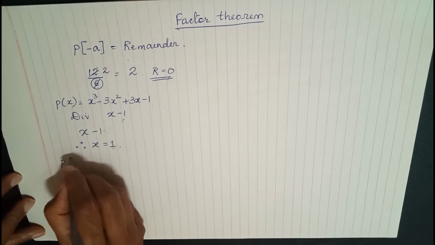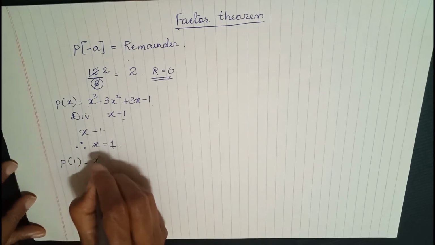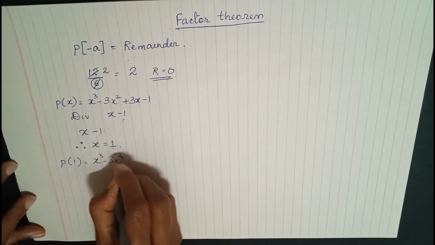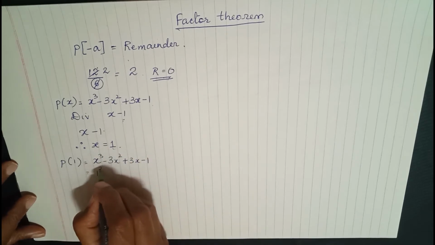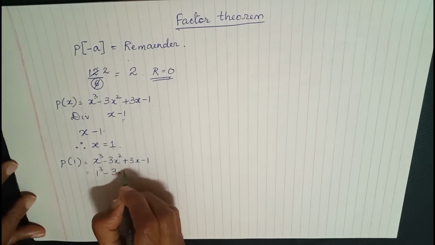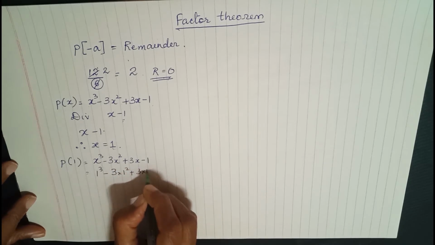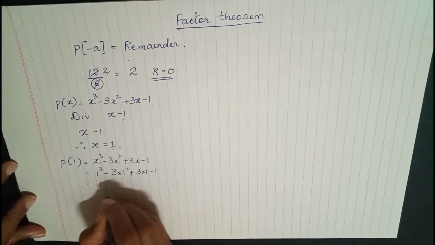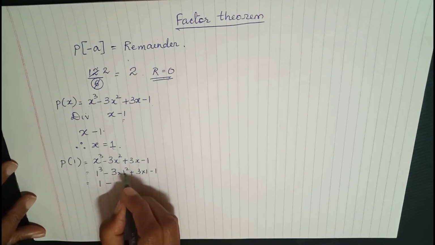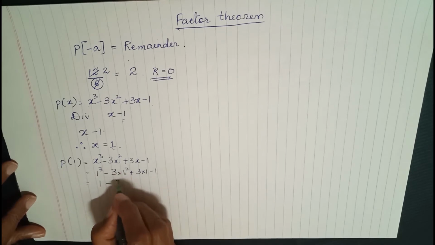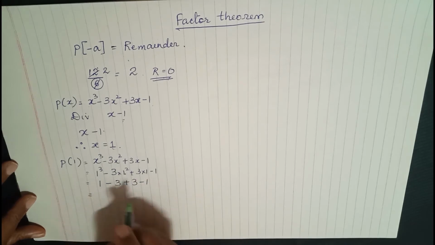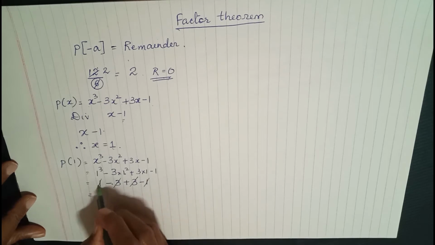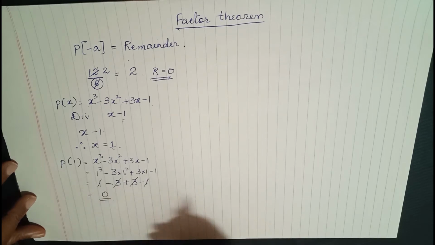So let's go ahead and find the value of the polynomial. This is the polynomial. We substitute the value 1 in it. So we get 1 cube minus 3 into 1 square plus 3 into 1 minus 1. 1 cube is 1. 3 into 1 square is 3. 1 into 3 is minus 3 plus 3 minus 1. So you can see minus 3 plus 3 will get cancelled. Plus 1 and minus 1 will also get cancelled. And what you will get is 0.